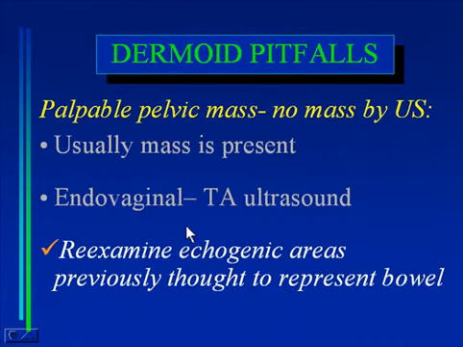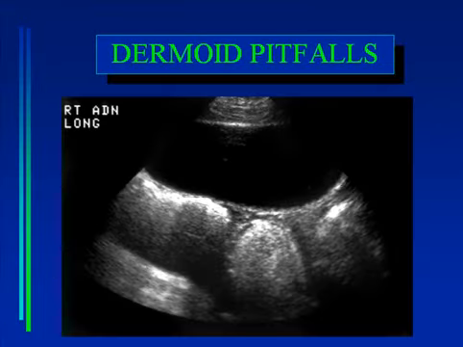The other thing that should be done when there's a palpable pelvic mass and no mass is seen by ultrasound, is to re-examine all the echogenic areas that were previously thought to represent bowel, to see if one of these areas may perhaps represent an echogenic dermoid. Here's an example of how to do this.